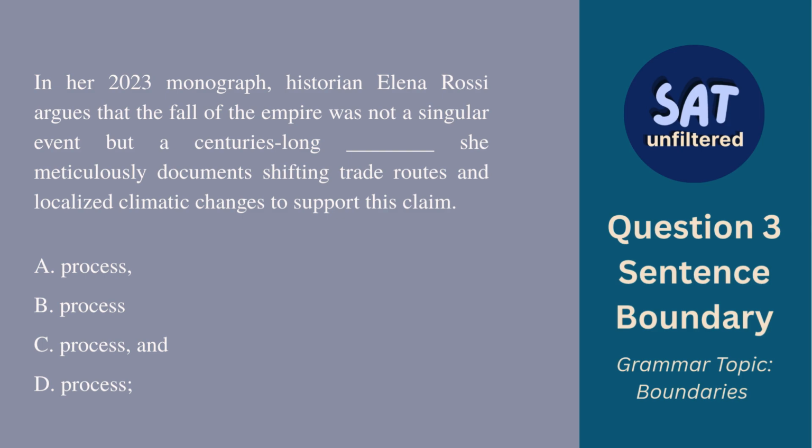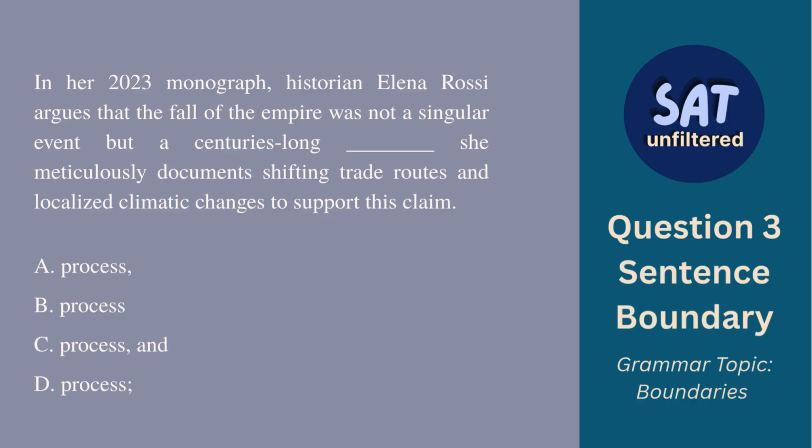In her 2023 monograph, historian Elena Rossi argues that the fall of the empire was not a singular event, but a centuries-long blank. She meticulously documents shifting trade routes and localized climatic changes to support this claim. The main idea is that historian Elena Rossi has a specific argument, that the fall of the empire was not one sudden event, but a centuries-long process. Then the sentence continues by explaining how she supports that argument.